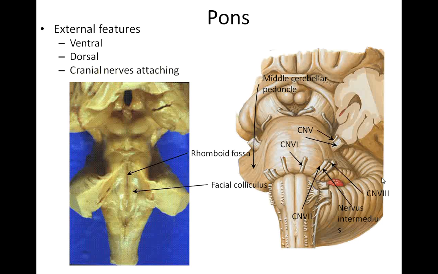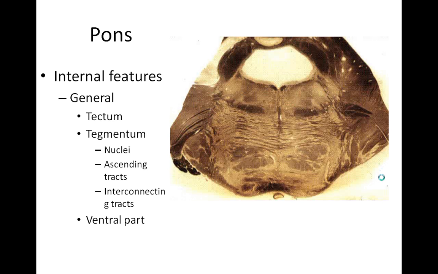Alright, moving on now to the internal features. The internal features of the upper and lower pons are quite different, so we'll have a look at a section of each of these parts. Starting off, we'll talk about each of these components of the brainstem, which we've got listed on the left here. So firstly, we've got the tectum.